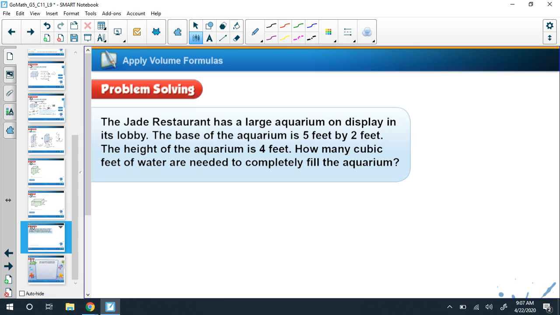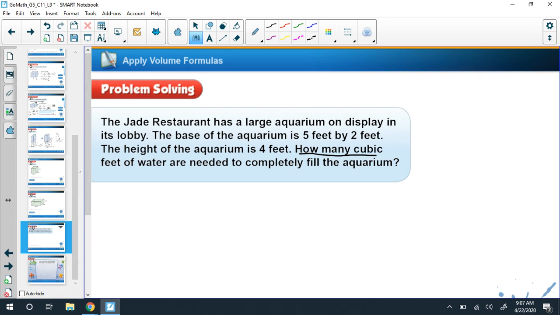Let's look at one final one. And then you can probably give them a go on your own. Here, this is a story problem, so we don't get a picture. We just have to work with what we have. It says the Jade restaurant has a large aquarium on display in its lobby. The base of the aquarium is 5 feet by 2 feet. The height of the aquarium is 4 feet. How many cubic feet of water are needed to completely fill the aquarium?